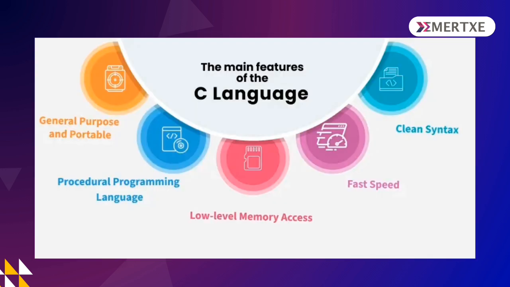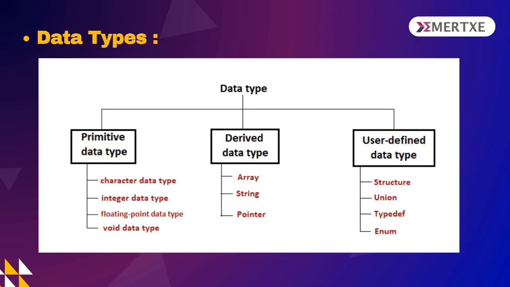Next, features of C language. As you can see here, these are the main features of C language. First one, general purpose and portable procedural programming language, low level memory access. One of the unique features of C language is its ability to provide low level memory access. Next, fast speed. Next, clean syntax. Next, data types. Data types define the type of data a variable can hold.